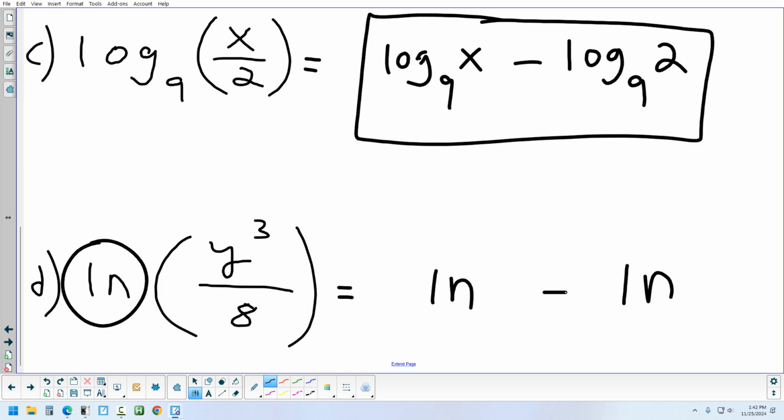Subtraction. It's subtraction because it's division. 3 ln y. So this would be y to the 3rd, but they said to put the 3 in the front. And what would you put here? You'd put ln in it.